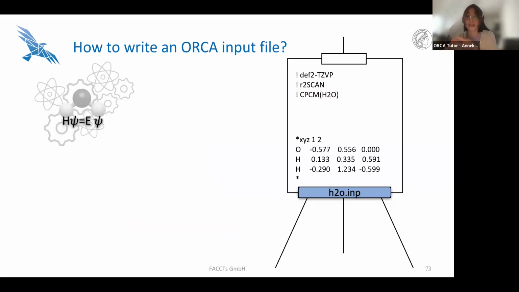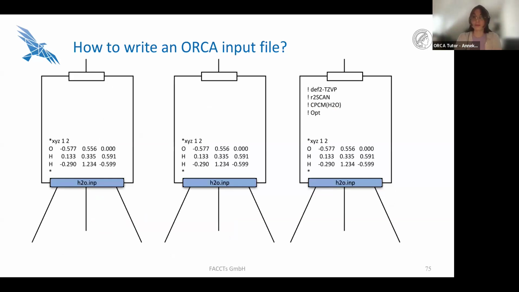We described how to describe the electrons, the method with which we want to solve our problem, and also the background, basically. But we still always have to think about the purpose of our calculation. In our case, optimization. So we also have to tell ORCA that we want to do an optimization here by including the keyword opt. Good.